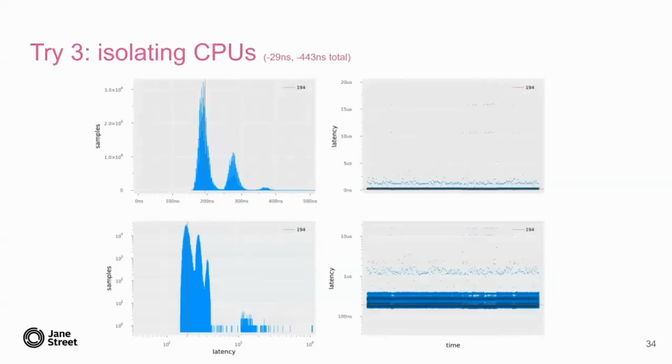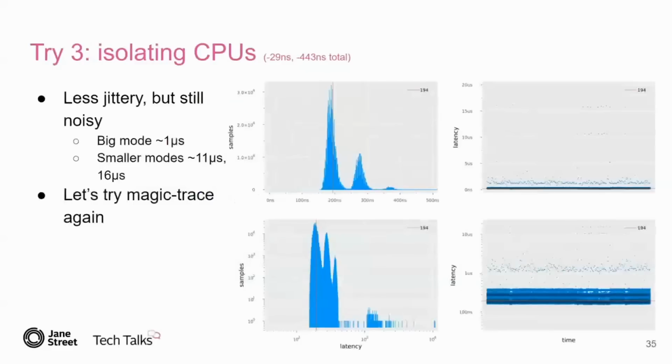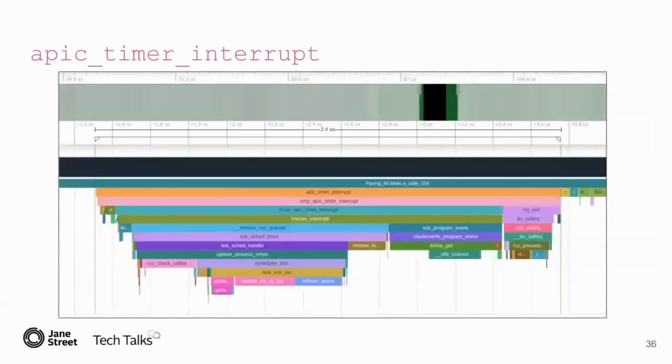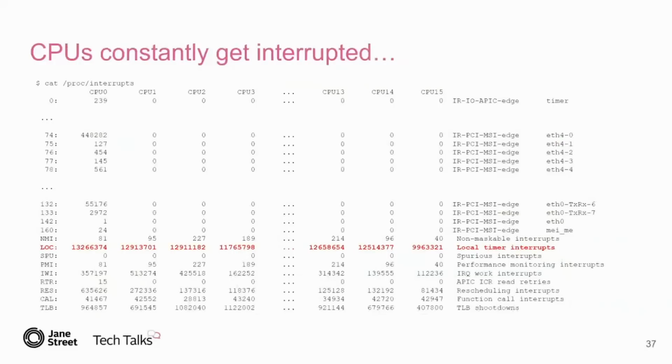We're now at 194 nanoseconds, down another 29 nanoseconds. Now this 1 microsecond tail has become much more pronounced. But Magic Trace has been working pretty well so far. So why not try again? And if we try again, we get another one, an APIC timer interrupt. Now we know where to look for timer interrupts. It's in this file, /proc/interrupts, and we can find it under local timer interrupts.